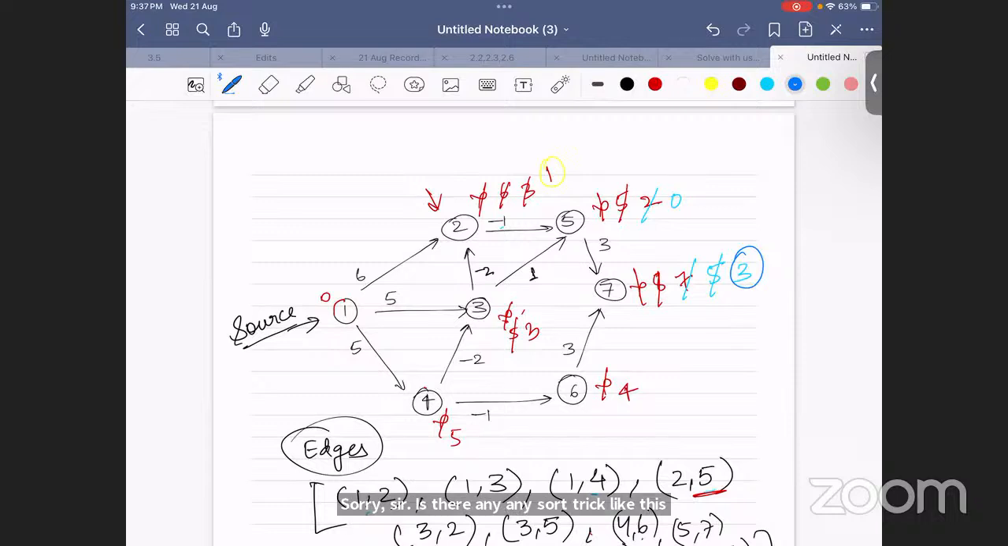No, that itself is the easy one, right? That takes a lot of time. That is what I'm trying to say. Yes, sir, that takes a lot of time. You can also make some errors.